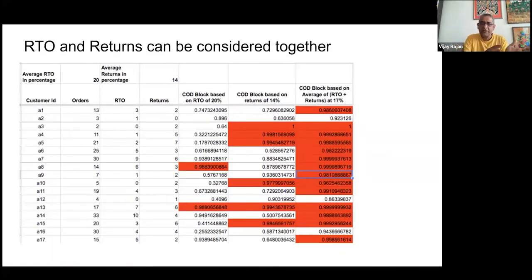So just like RTO, there's also returns, and there are customers who abuse returns left, right, and center. What you could do is take an average of RTO and an average of returns and say here is 17%, and then make your policy. This is one way of doing it.